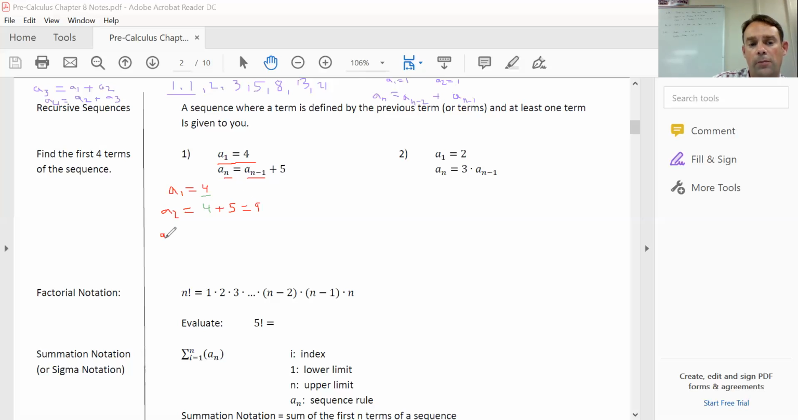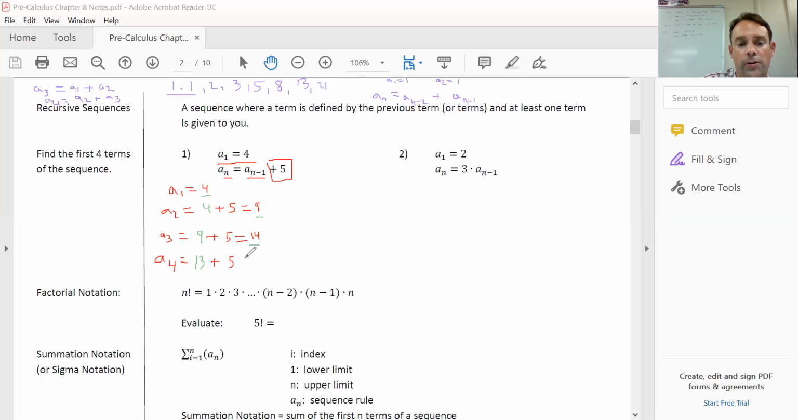If I want the third term, the recursive rule said, take the number you got before it. So I got 9 before it. So I'm going to use 9. And I add 5. The nice thing about a recursive rule is you can see the repeated addition, or in this case, multiplication on number 2, happen fairly quickly. You can see it kind of pop out a little bit earlier. A sub 4, I take the term value I got on a sub 3, and I'm going to add my next value to it.